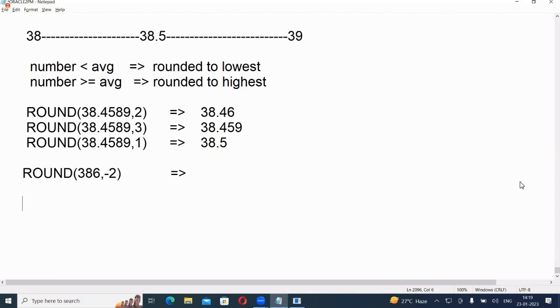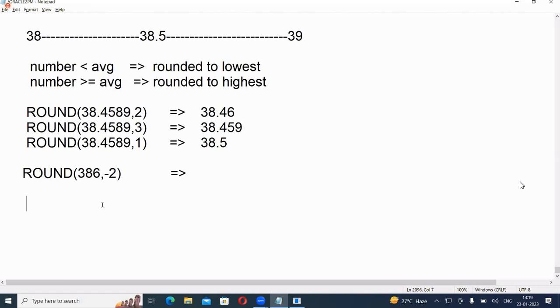Minus 2 means round the number to the hundreds. Minus 1 means round the number to tens. Minus 3 means round the number to thousands. Minus 1, tens. Minus 2, hundreds. Minus 3, thousands. I am giving minus 2, hundreds. You are asking Oracle to round this value to hundreds.